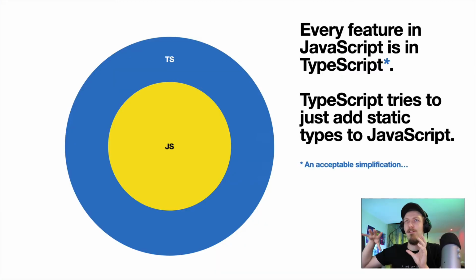TypeScript aims to have every feature of JavaScript inside it, which is a little bit meta, but it's part of how the programming language is pitched. It is JavaScript with types. That's it.